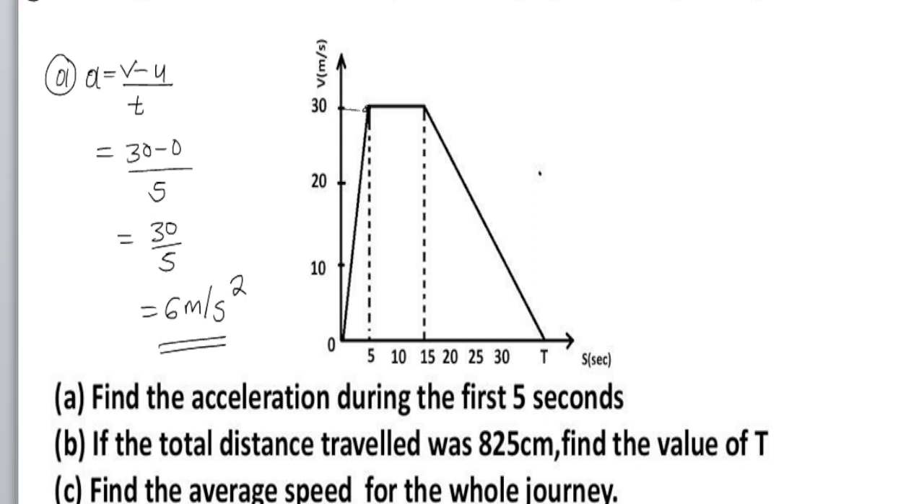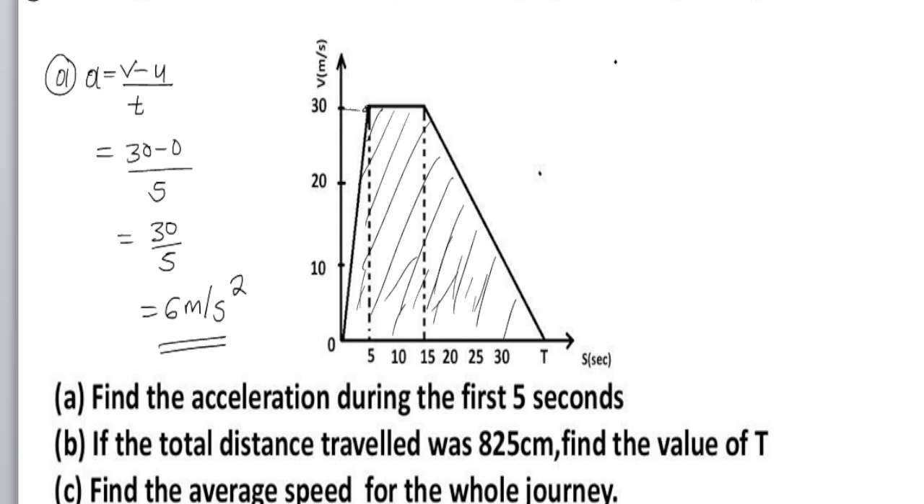Then we're going to proceed. We look at part B. If the total distance traveled was 825 centimeters, find the value of t. So how do we find distance? Distance is found by finding the area under the graph. Now I want you to look at this graph. The area here that I'm shading, what shape is this? The shape of this graph is a trapezium.